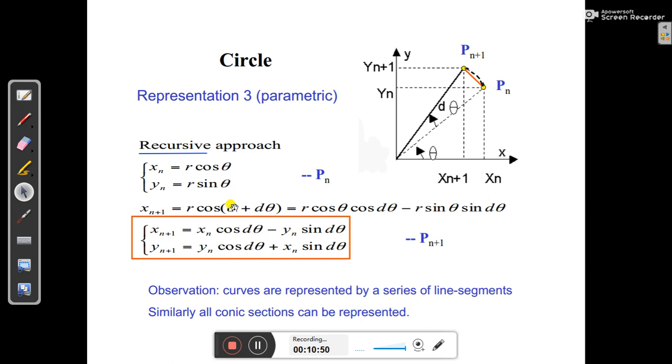So after expanding this equation, the observation is that curves are represented by a series of line segments. So here by increasing a very small fraction of the degree, we will get the circle, but each piece is nothing but a simple straight line, though that portion might be very small. So curves are represented by a series of this type of line segments. Similarly, all conic sections can also be represented like this. This is also a parametric equation where theta is the other variable on which we depend.